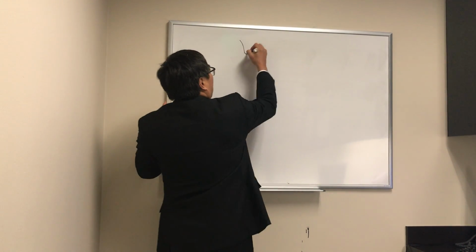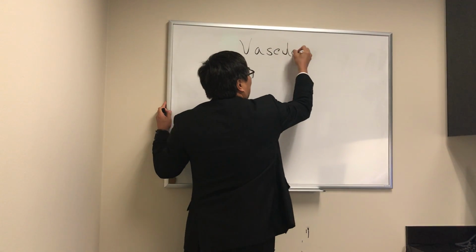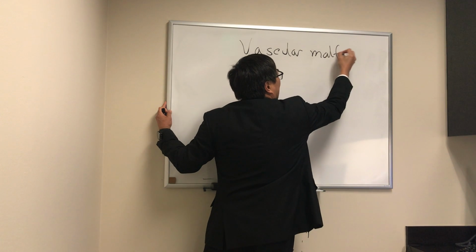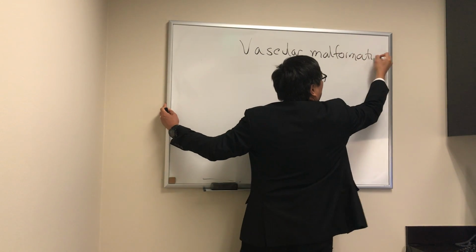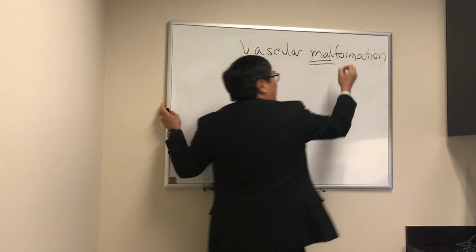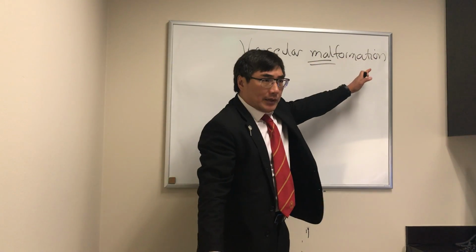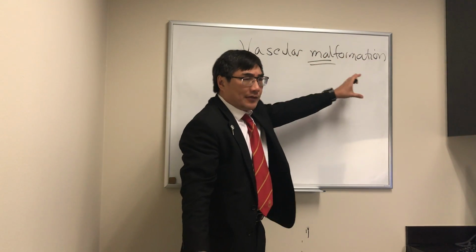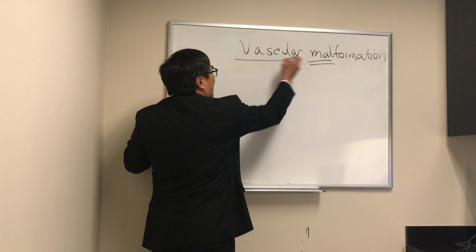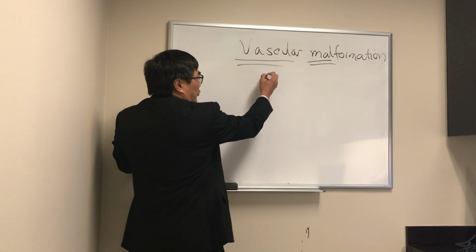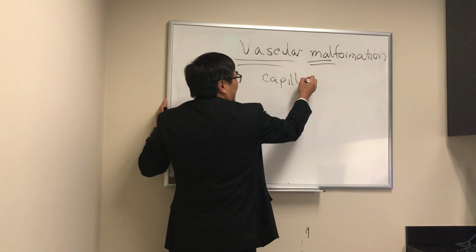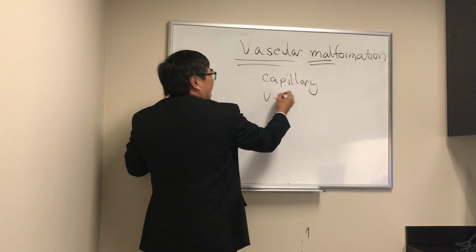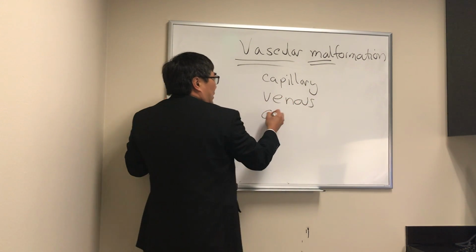So today we're going to talk about vascular malformations as they apply to the eye. And as the word implies, a malformation is poorly formed. And so these are congenital malformations. And when we're talking about vascular malformations, it can be the really small vessel, capillary. It can be the vein, venous. It can be the artery.